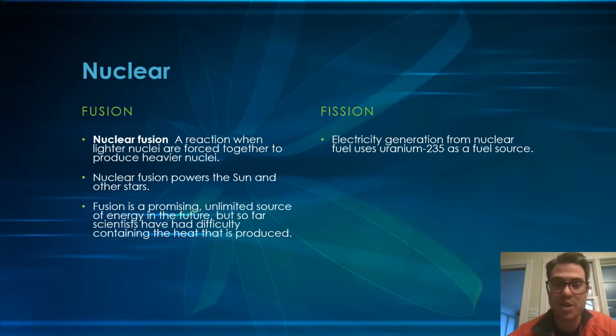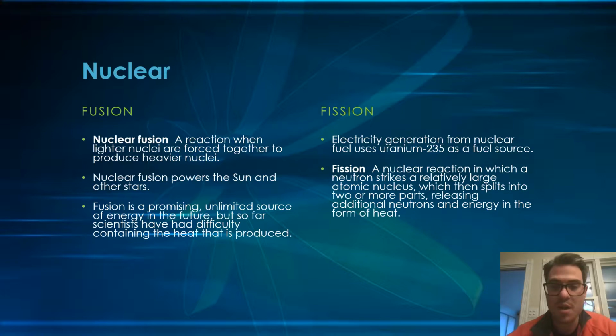Nuclear fission, on the other hand, is a type of energy generation that we have been able to accomplish, but it's still relatively new. The way that we produce this energy comes from using a nuclear fuel source, which is usually a very heavy element on the periodic table, typically uranium-235. The 235 stands for the atomic mass number of uranium, and what we're going to do is strike that heavy element with a neutron, and it will split it into two or more parts. When that splitting takes place, it releases an enormous amount of energy in the form of heat.